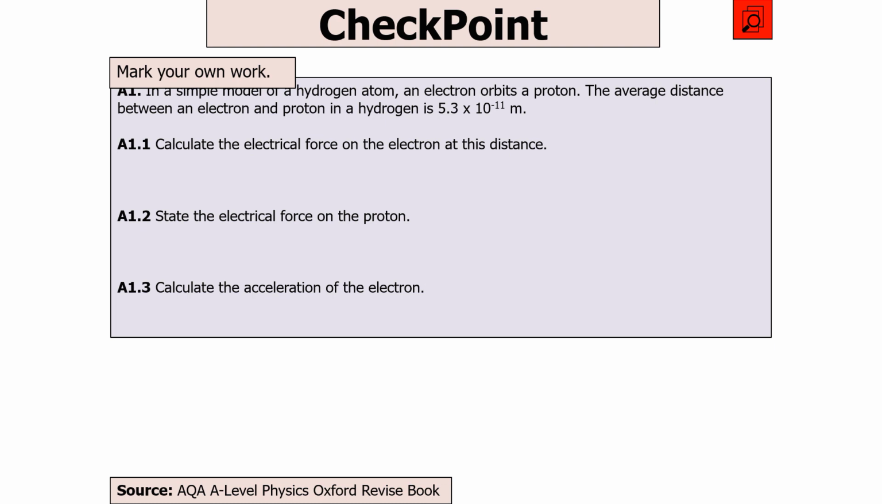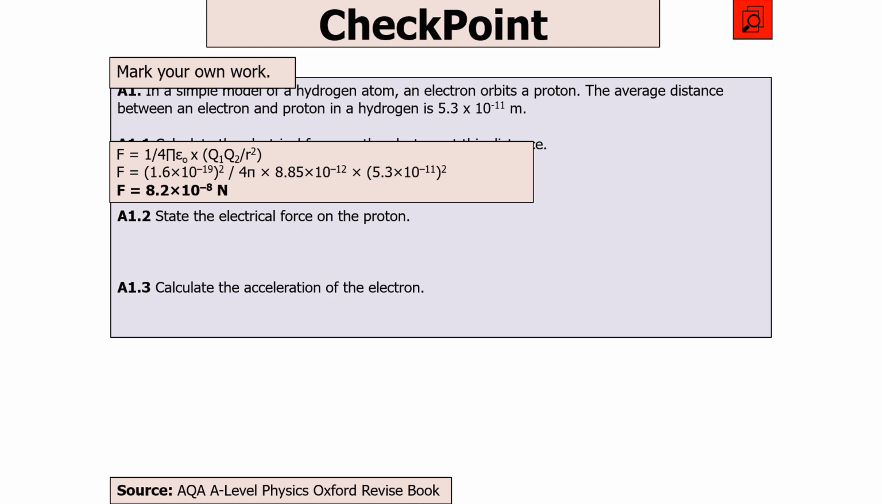Right, in this first question we need to work out the force, so we're using Coulomb's law. So F equals Q1 Q2 over 4 pi epsilon 0 r squared.